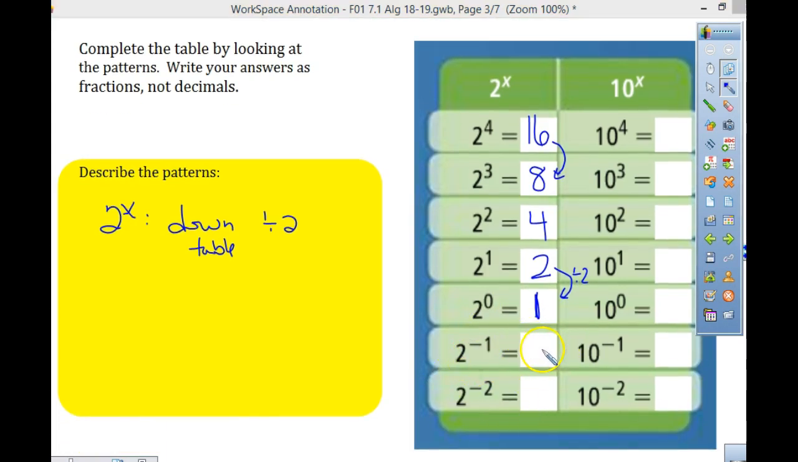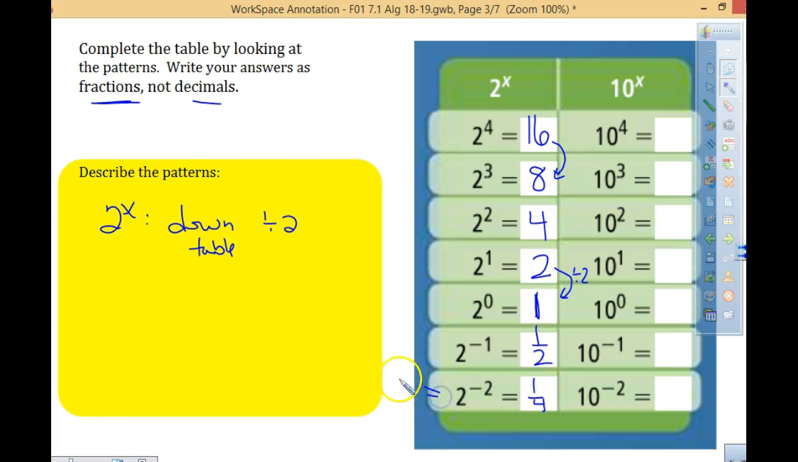I am going to ask you to not write them as decimals. It says keep your answer as a fraction, not decimals. So this is telling us 1 divided by 2, if we keep that pattern going, is 1/2. 1/2 divided by 2 is 1/4. And if we think about this pattern, this is telling us to take 1 over 2 to the second, which is 1/4. If you put it in your calculator, you should get a decimal.